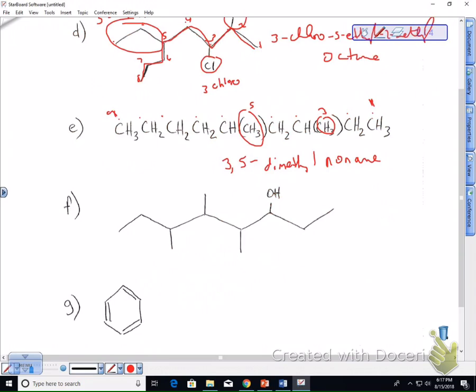All right. So F is a lot of fun. Right away, I see an OH group. So this is going to be an alcohol. Notice how my suffix is going to change now. This is no longer an alkane. Everything else is single-bonded though. So let's find that chain. 1, 2, 3, 4, 5, 6, 7, 8. Can you do better than that? I don't think so. So this is going to be an octa.